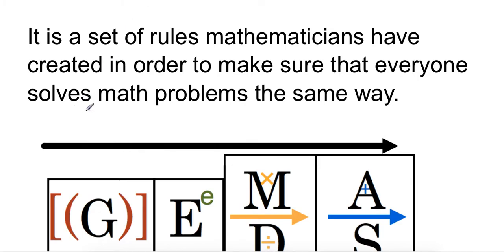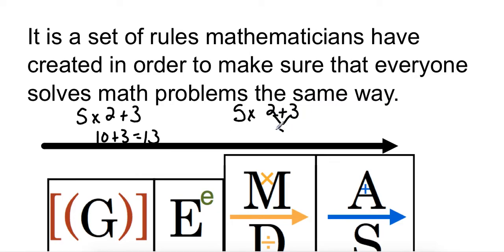For example, if I write 5 times 2 plus 3, some people might say, well, 5 times 2 is 10, plus 3 equals 13, while others might say, well, 2 plus 3 is 5. 5 times 5 is 25. As you see, this isn't really efficient, so they needed a set of rules to make sure everyone solves problems the same way.